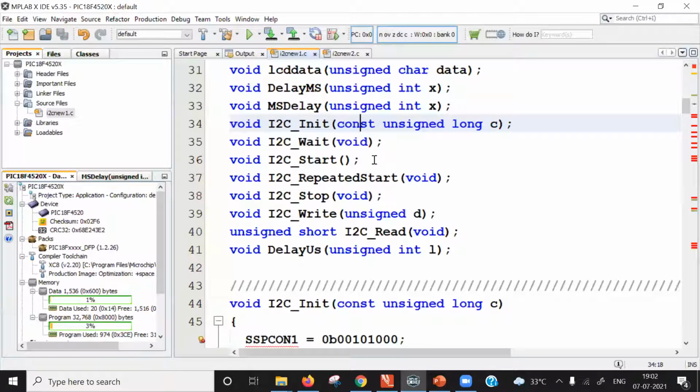I2C wait, I2C start, which I have just discussed. I2C repeated start, I2C stop, I2C write. This I2C read function returns a value, so it is unsigned short. It can be unsigned char as well. The meaning is the same. And one more delay function is used here, delay US. This function is again a user defined function, and it generates a very small amount of delay. This delay is used in writing these different functions here.